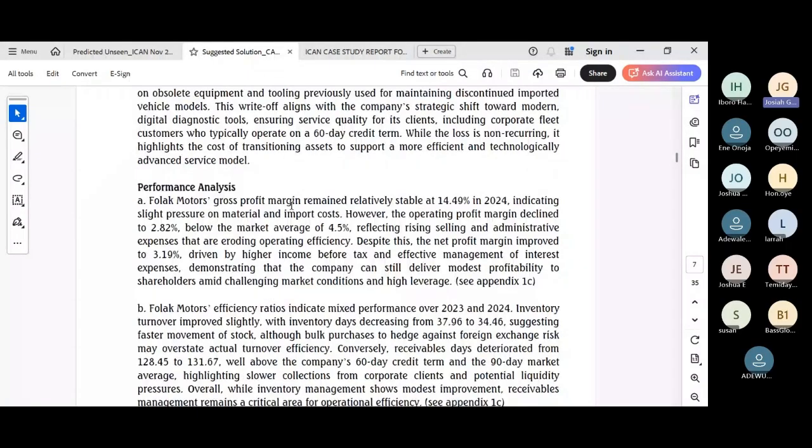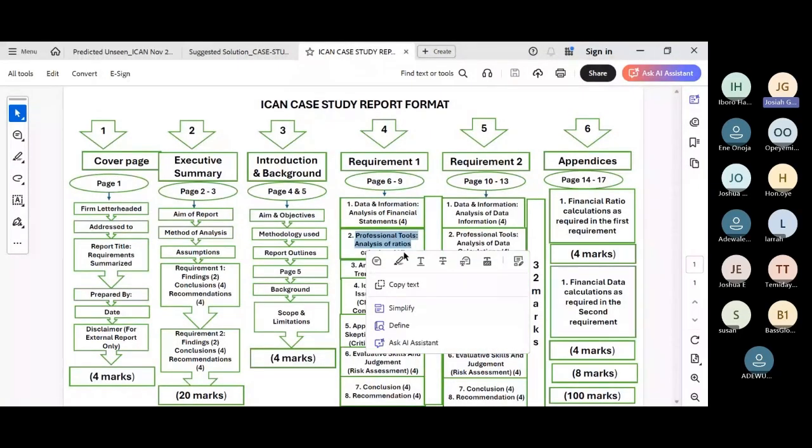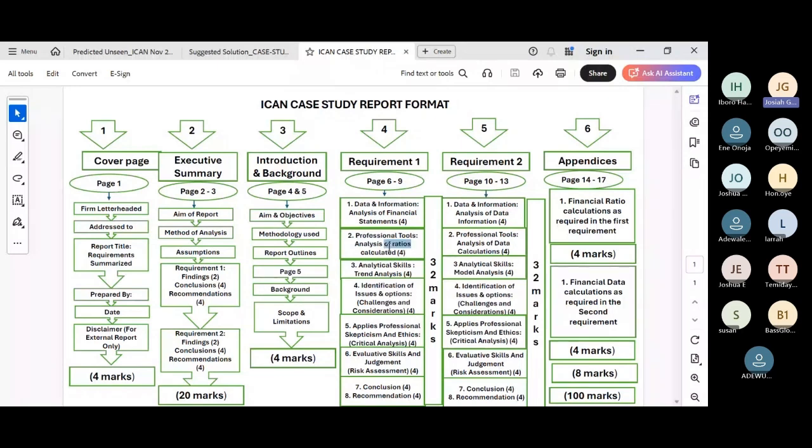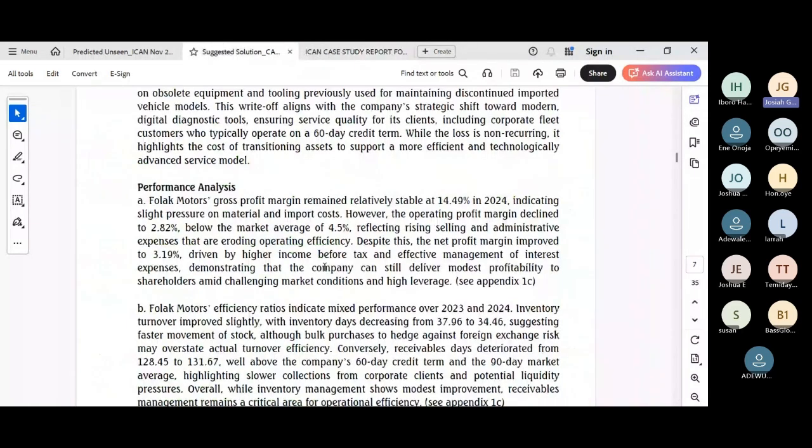Then now we move to the second box. We are done with data and information. The second box is about the computations we made. Computations, professional tools. We're analyzing the ratios we calculated. So we use performance analysis. You can use computation analysis, whatever header you're trying to speak to the numbers you computed.